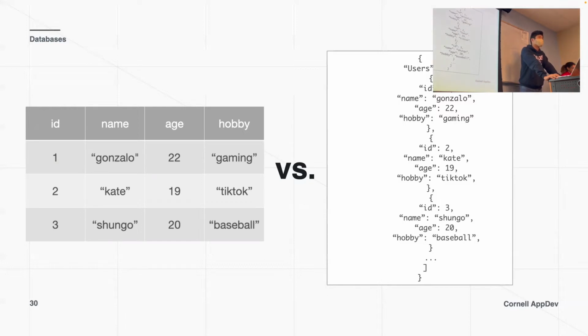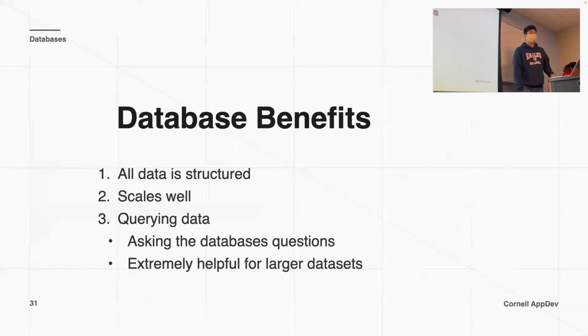Table is just Excel. Don't ever say that to the backend lead. I just want to make an analogy for you guys. Okay, so what are some benefits of databases? Well, all data is structured, right? So that's really nice that we have that.